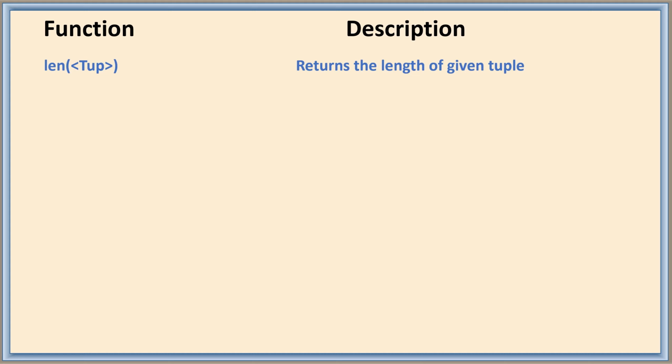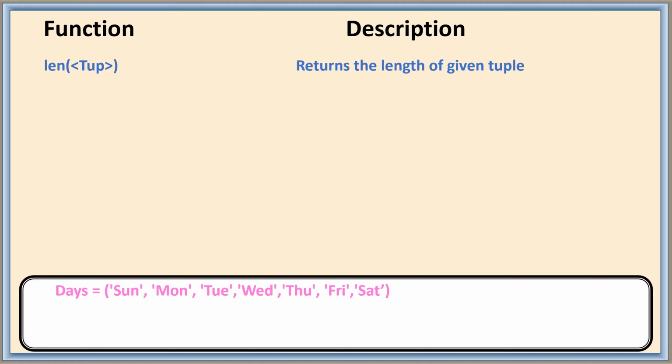Len of, which is common to any sequence, gives the length of the given sequence. Even for a tuple it does the same job. When I give a tuple called days, with three-letter names of days, len of days will return 7 here, as 7 elements are in this tuple.